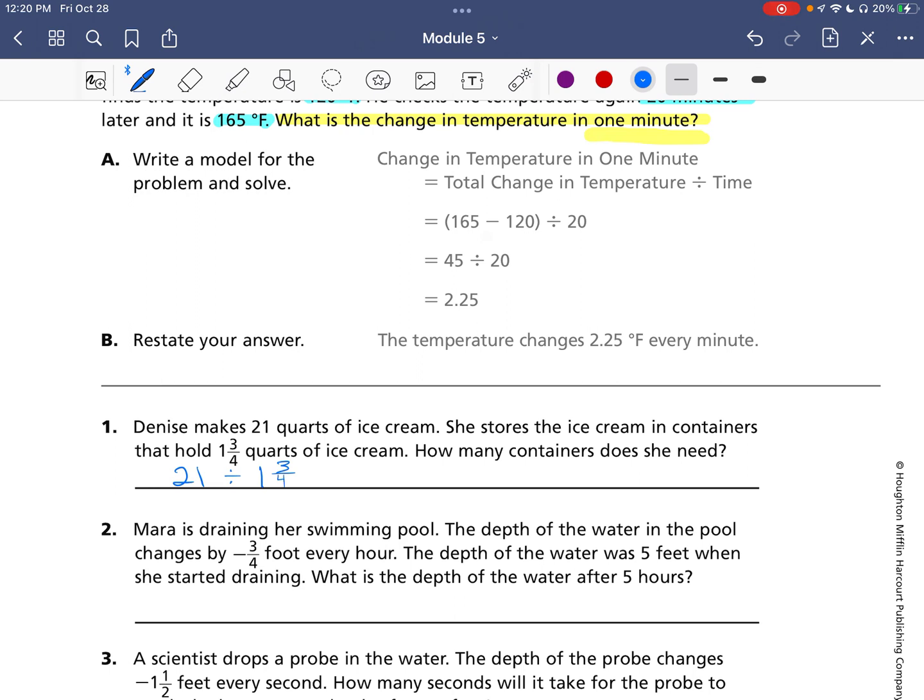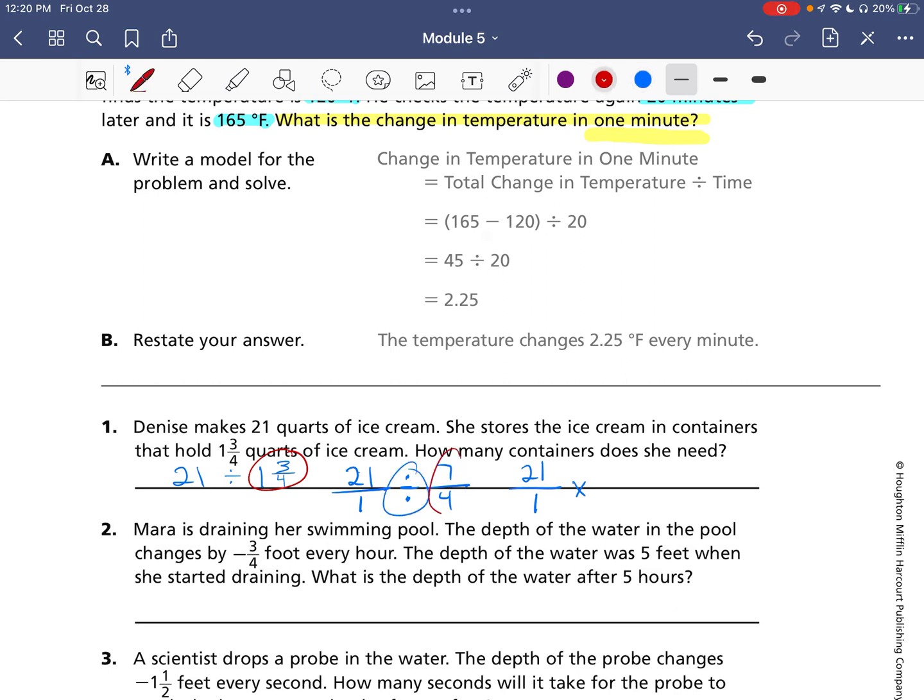Whenever we're dividing, we're going to do our keep, change, flip. But first, we need to change our mixed number into an improper fraction. So we keep the 1, and 1 times 4 is 4, plus 3 is 7, and we keep that same denominator. And now we can keep, change, flip. So we're going to have 21 over 1, and we change this to multiplying. So this was division, now it's multiplying.